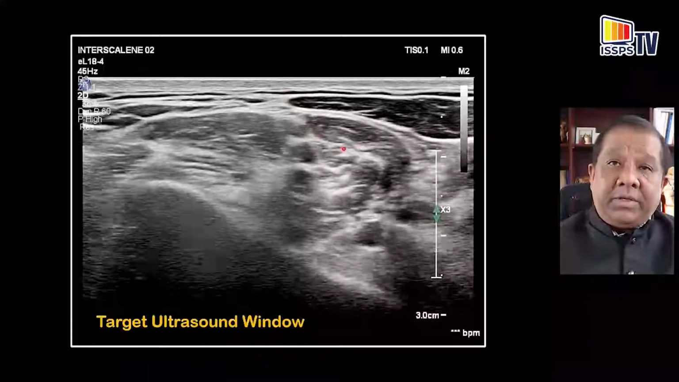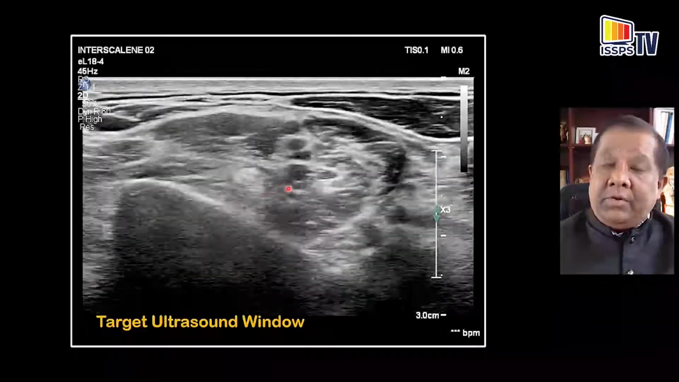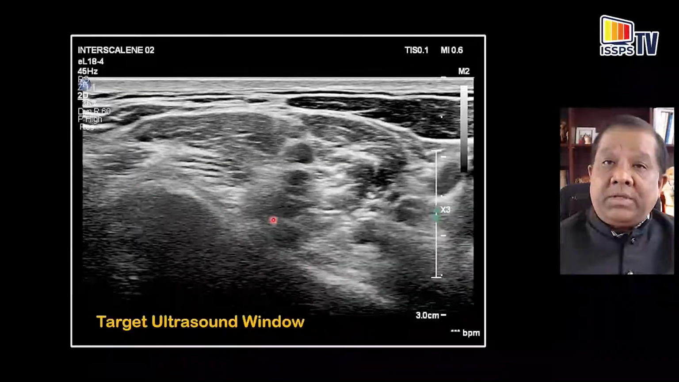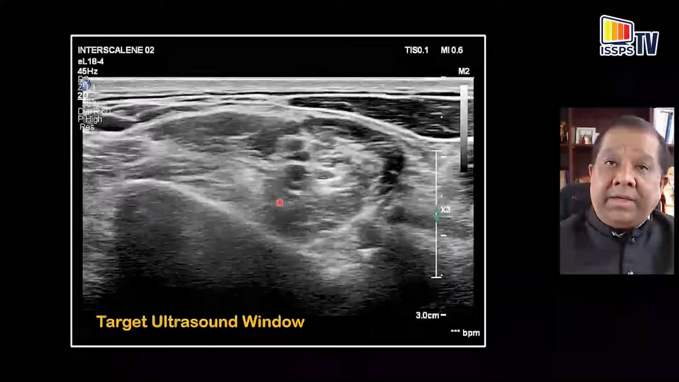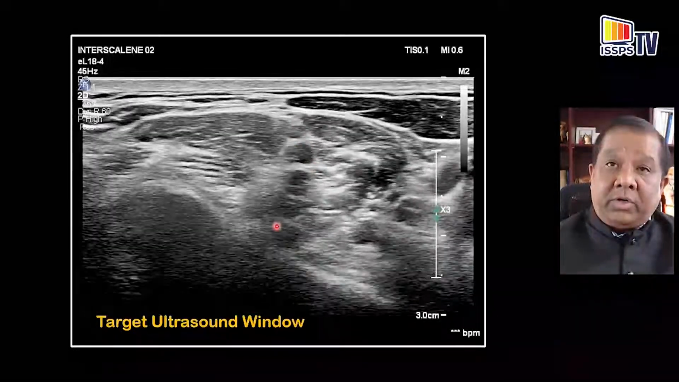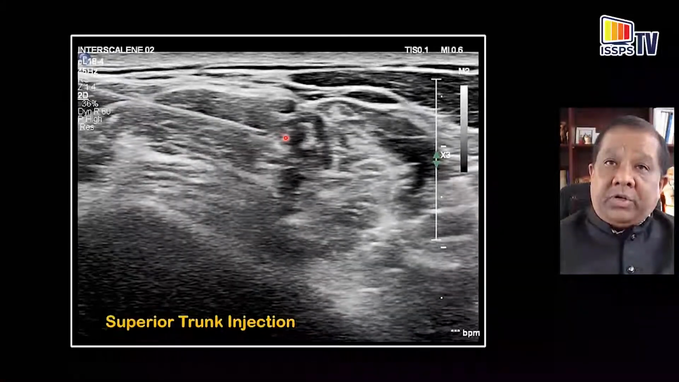You can see here, this is the scalenus anterior and the medius. So to your left is lateral. And you can see here, this is the T1 transverse process and first rib complex, on top of which lies the C8, and then the middle trunk and the C5 and 6 forming the superior trunk. Then advance the needle from a lateral to medial direction.